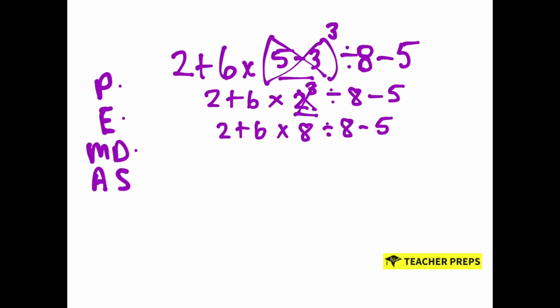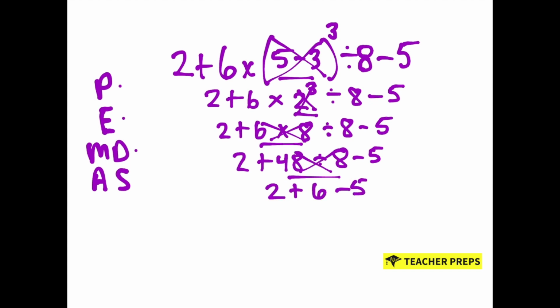Now we have multiplication and division. We have both in the problem, so we do whichever one comes first and work left to right. We have 6 times 8, which is 48. Rewrite everything else below and go ahead and do the division. 48 divided by 8 is 6. We rewrite it and have 2 plus 6 minus 5. All we have left is addition and subtraction. We have to do addition first because it comes first in our problem and we're working left to right now. 2 plus 6 is 8, and 8 minus 5 is 3.